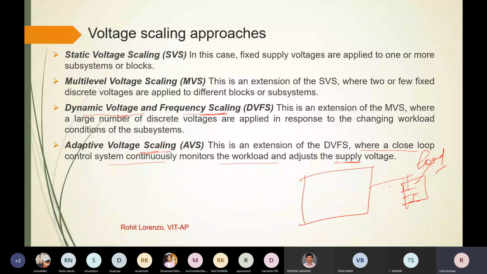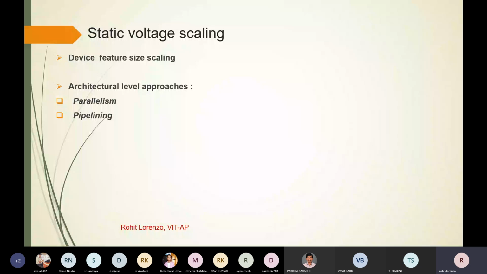I will just discuss one technique, static voltage scaling. Here there are device feature size scaling and architecture level approaches. So at the device level, how we can minimize, and at the architecture level, how we can minimize.